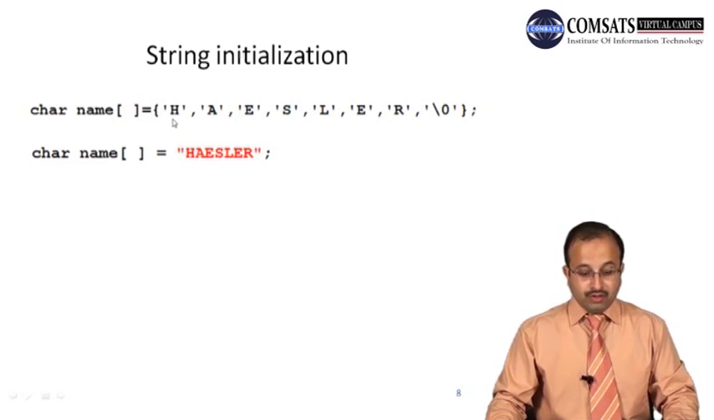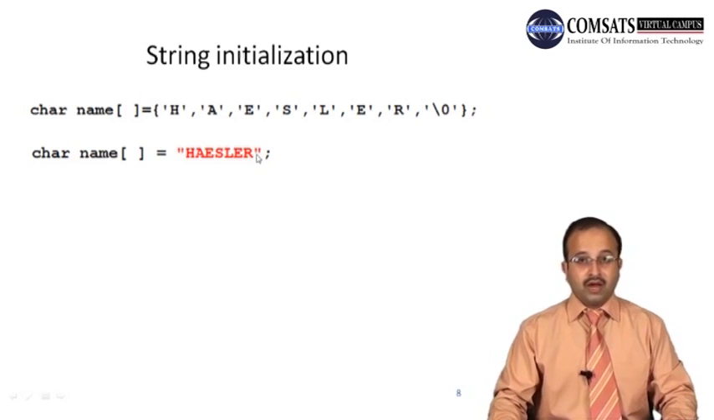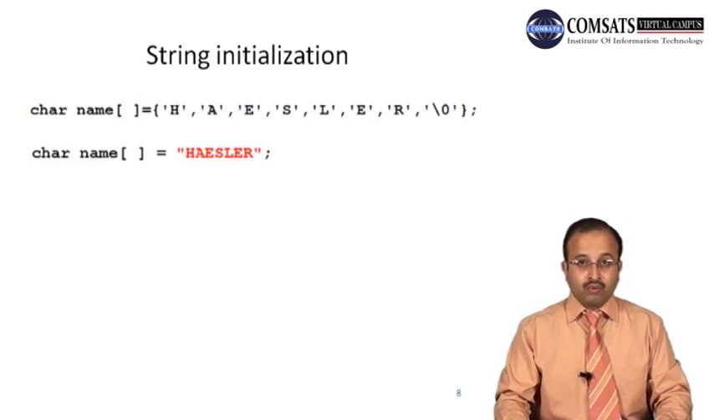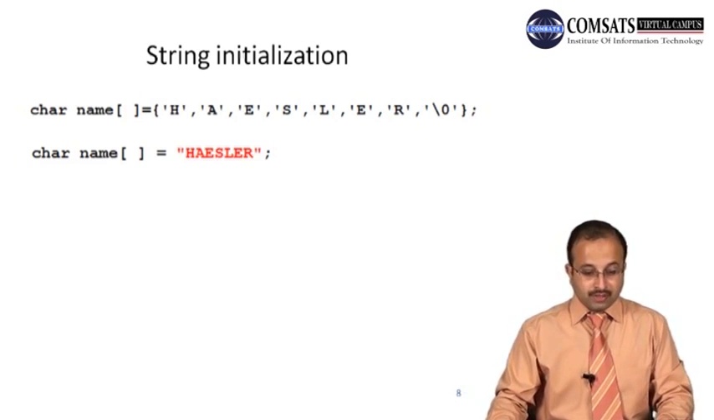So string constants are always written in double quotes. Whenever you write a string constant in your program, you have to write it in double quotes. That means that this is a string constant. A string constant may contain one character, may contain no character, or may contain more than one character. But a character constant always takes one character, whether that could be a space character, where between the double quotes you don't mention any character, but there is a space, right?